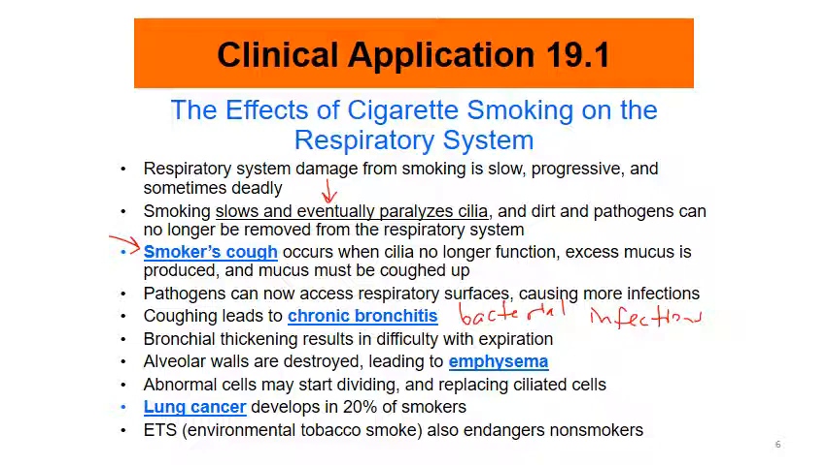When the alveolar walls are destroyed, so remember alveoli were the air sacs in our lungs, alveoli being destroyed is called emphysema. And so we're going to get to this in just a little bit. Then smoking can also cause lung cancer, in 20% of the smokers.